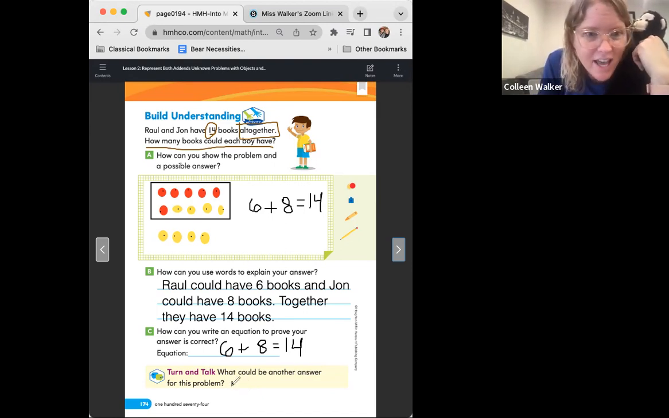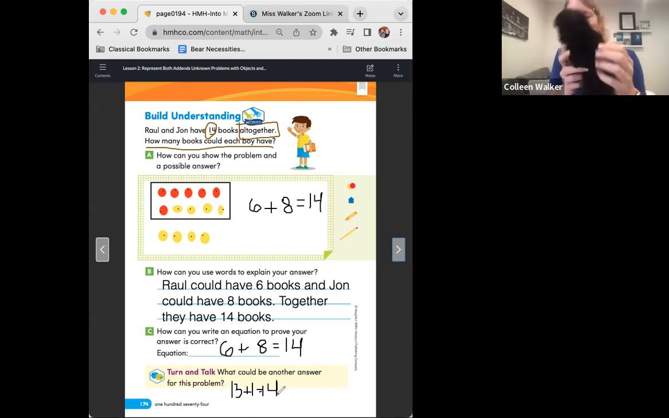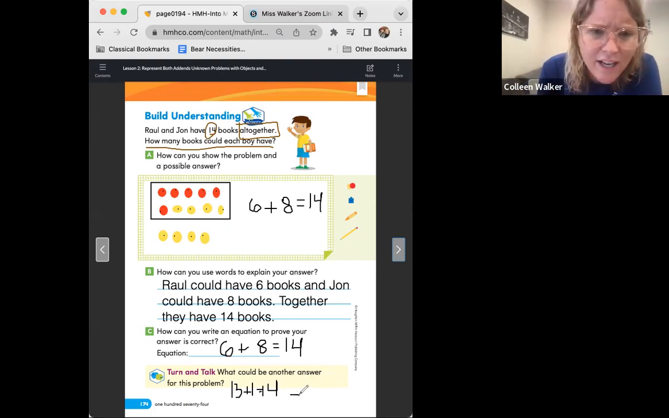Okay, he said 13 plus 1 equals 14. Awesome, Monkey. High five. And then friends at home, I think he has a great idea. Can you think of another 2 addends that you can add together that will give you the sum of 14?